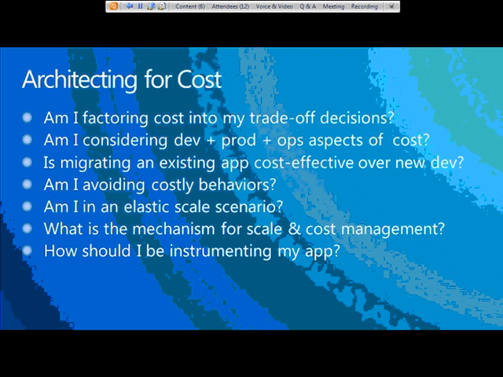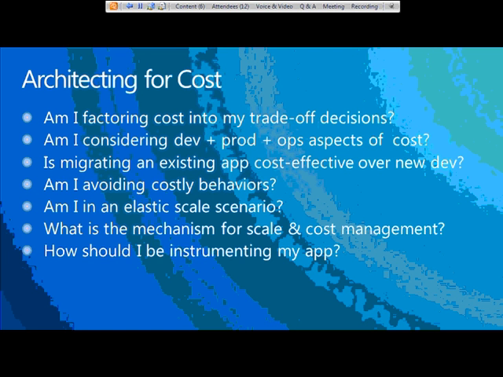Now, if you're migrating your existing app to the cloud, you might be doing that because you already have the app and say, well, of course I'm going to migrate, I'm not going to rewrite my app. But you actually might want to think about that carefully. Migrating an existing app might not be cost effective in the cloud because there are some very innocent on-premise behaviors that aren't necessarily a good idea in the cloud that can cost you money. And sometimes redesigning for the cloud is going to be a lot more cost effective. I'm not saying always, but I'm saying you should look at it. So then you want to ask yourself, are you avoiding costly behaviors? We're going to go into some of those in a moment.